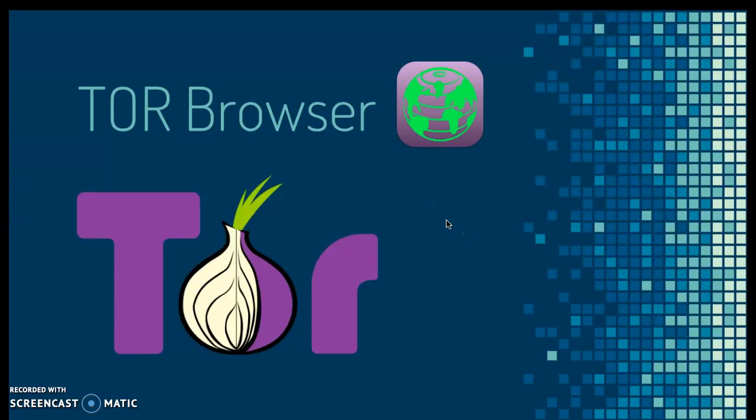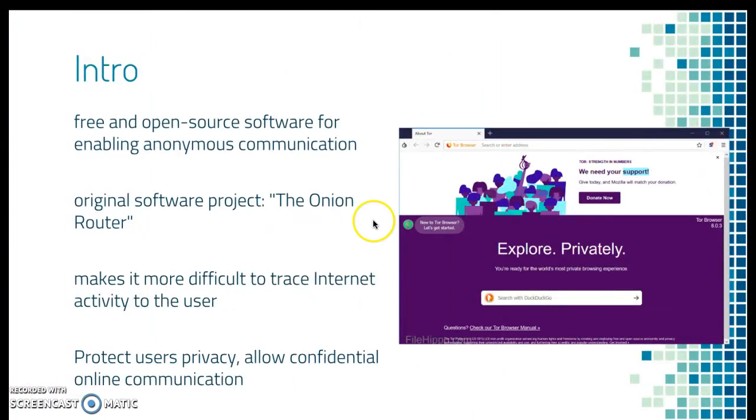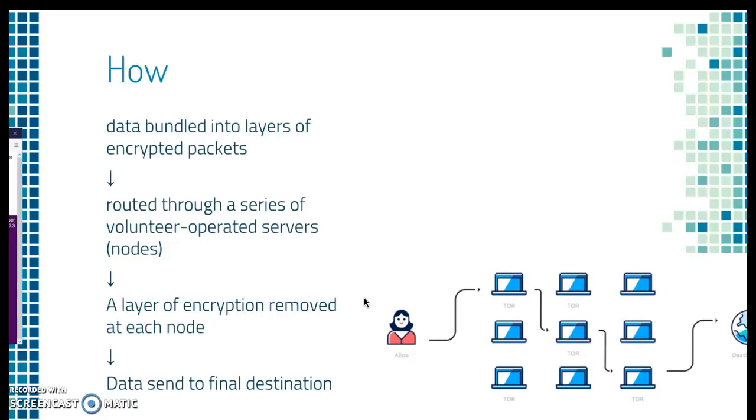Here's an introduction to the Tor Browser. It is free and open source software for enabling anonymous communication. The original name of this browser is The Onion Router. Using Tor makes it more difficult to trace internet activity to users, including visits to websites, online posts, and other kinds of communication. This browser intends to protect users' privacy and their ability to conduct confidential communication without being monitored.